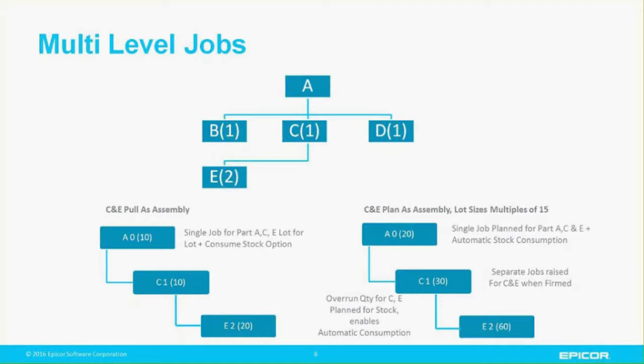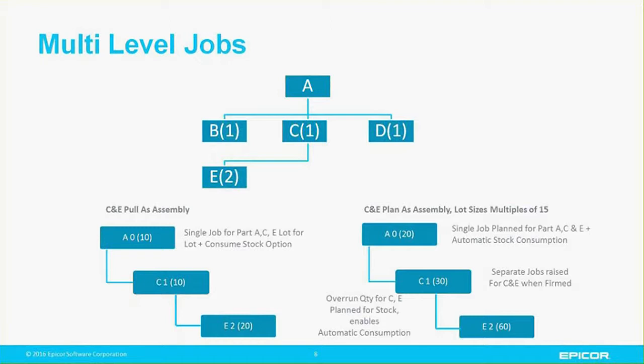If C and E are flagged as planned as assembly and hold an MRP lot size policy of multiples of 15, then an order for 20 of part A will result in sub-assembly quantities of 30 and 60 respectively for C and E. The overrun quantities for each part will be automatically taken into account and consumed by MRP when planning additional demands for C and E.